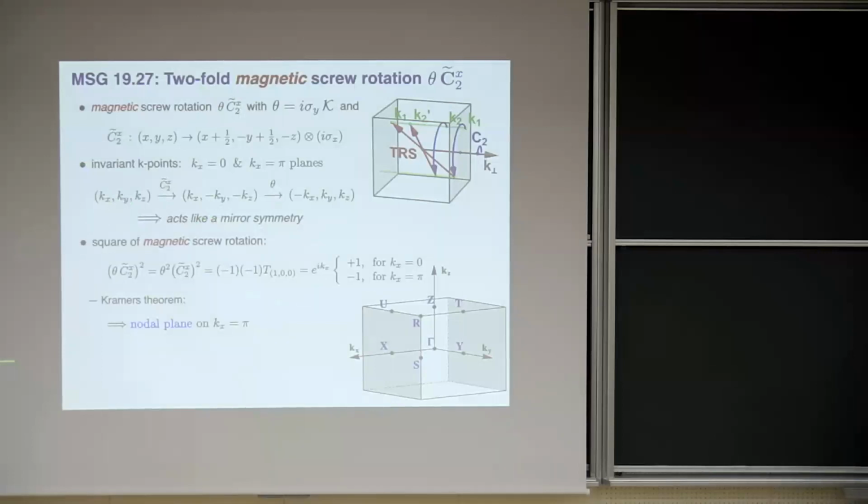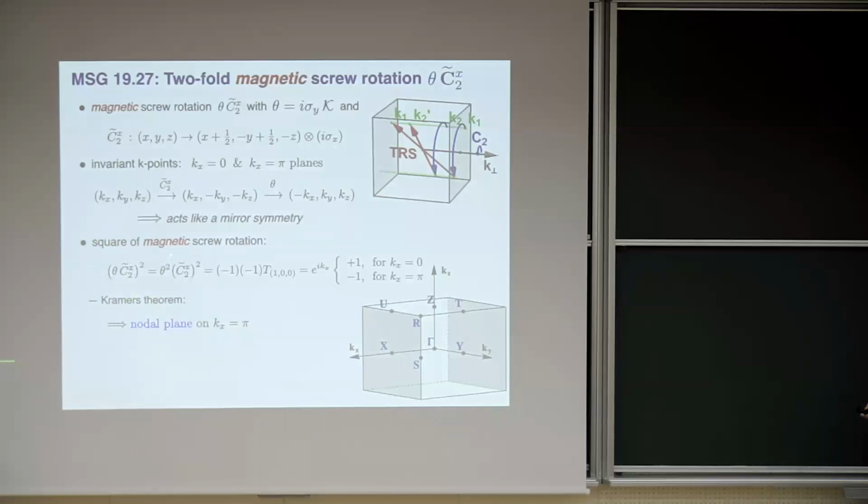Now, because this is an anti-unitary symmetry, we cannot use this argument as before, where we looked at the eigenvalues, but we can use here the Kramers theorem to derive the presence of band degeneracies. To see whether we can apply Kramers theorem, we need to make sure that the symmetry squares to -1. So let us take the square of the symmetry. Because time reversal and the screw rotation commute, we can take the squares individually.